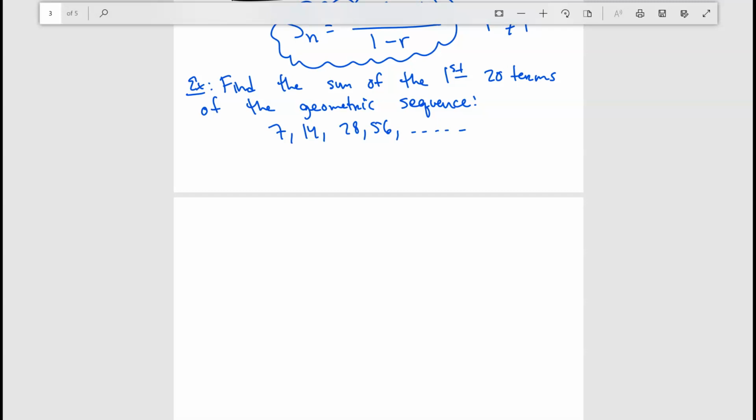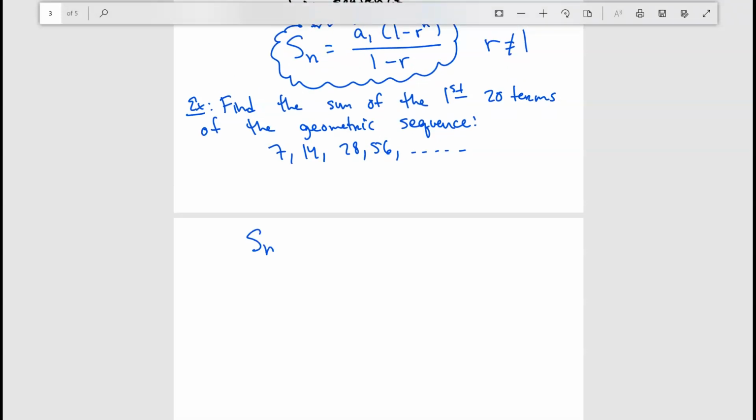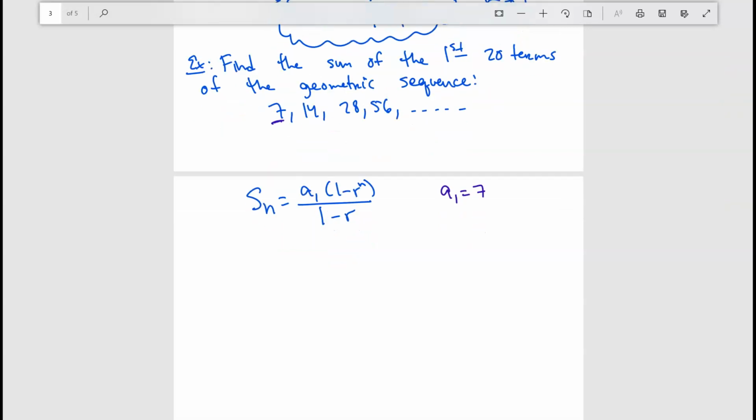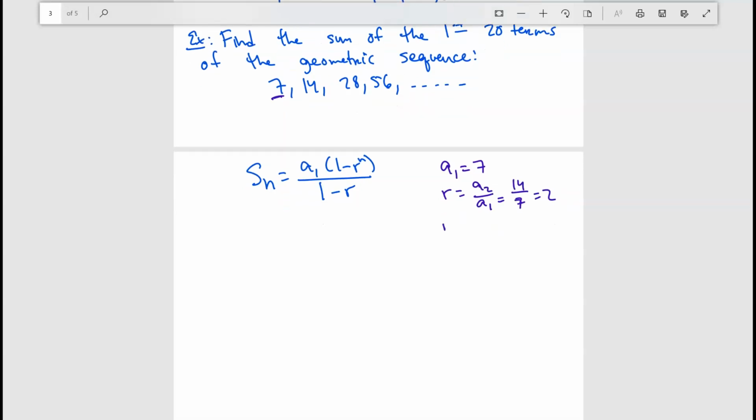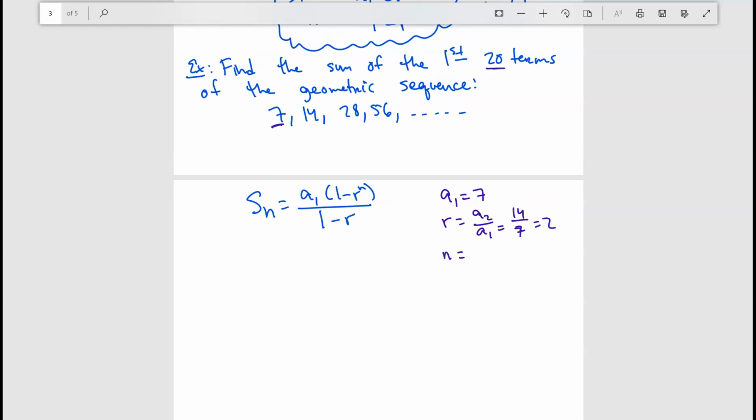So let's write down the formula: S sub n equals a1 times 1 minus r to the power of n, divided by 1 minus r. If we look at what was given to us, the first term is 7. r is the common ratio, so let's take a2 divided by a1. That's 14 over 7, which gives us 2. And the number of terms I'm adding is the first 20 terms, so n equals 20.